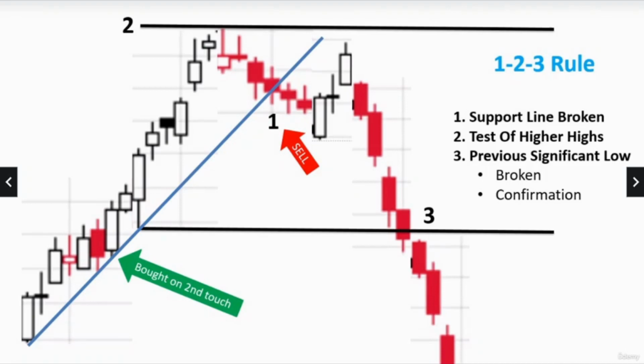So if we look at the 1, 2, 3 in this example, you can see, of course, the support line was broken. And the highs, they had a little pullback, had a little turnaround, but it never really tested that higher high. See how the highest point after the support line, after the trend line, never got up to number 2, never broke through number 2. It was really what we're looking for. We're looking for this to have worked. In this case, it didn't.